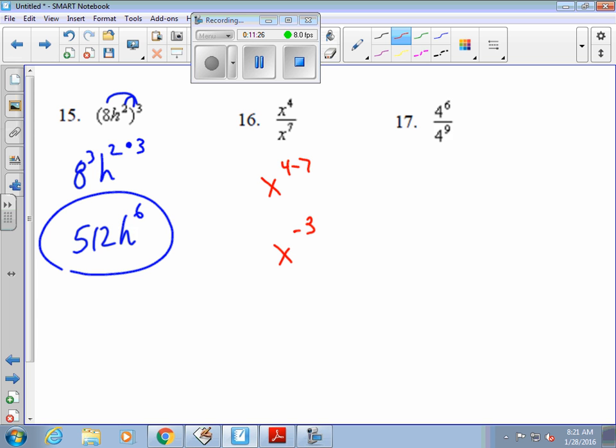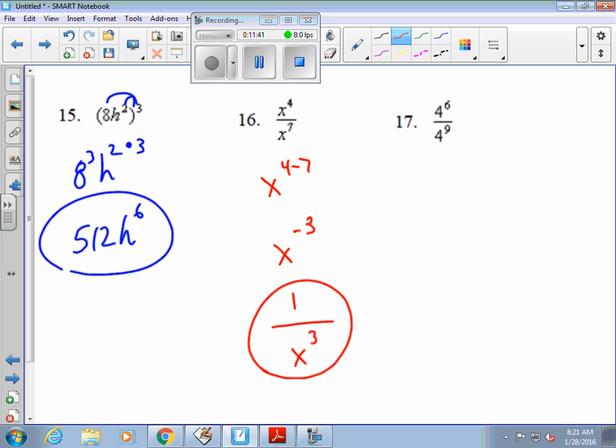Remember, you can't leave a negative exponent. It has to ride the elevator, and it goes down to become 1 over x to the positive third. Remember, there's a shortcut with that, like on number 17 when you're dividing the same bases, 4 and 4.